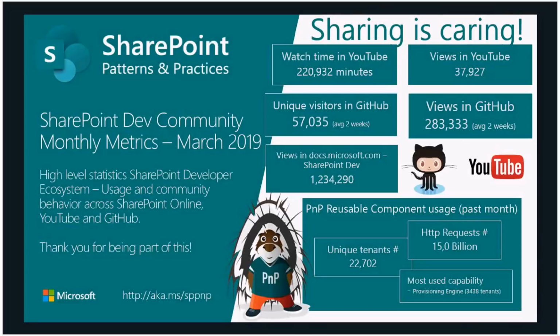Here are some good stats from March. We're now up to 220,000 minutes of watch time on YouTube, which is pretty awesome. That's a lot of people, almost 38,000 different persons. There are a lot of people going into GitHub, looking at the documentation, looking at issues, and also committing code. We have a slide on that a little bit later. And there is a bunch of tenants using PMP. It's just growing and growing and growing. I can't really believe it, from where it started until where we're at today on PMP.